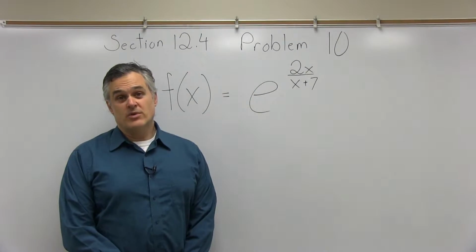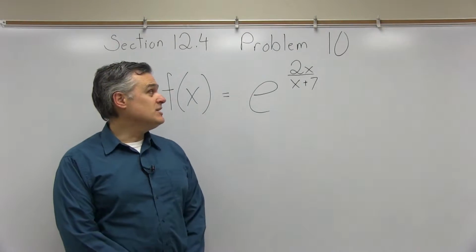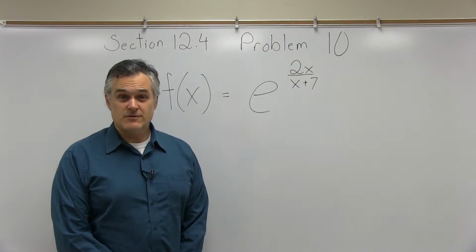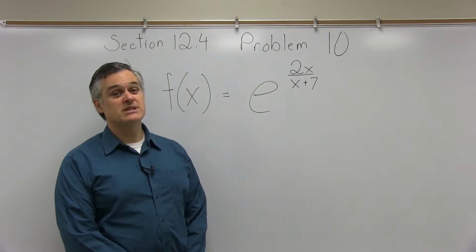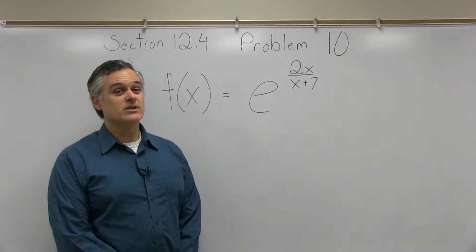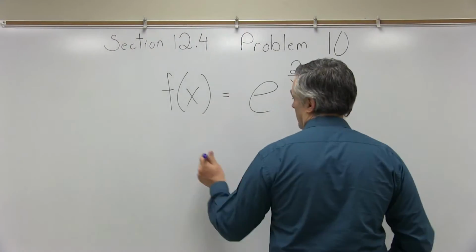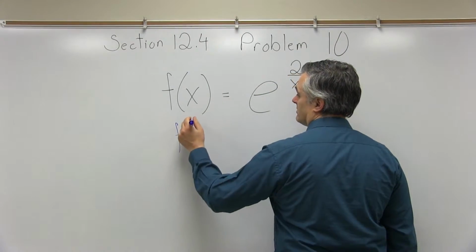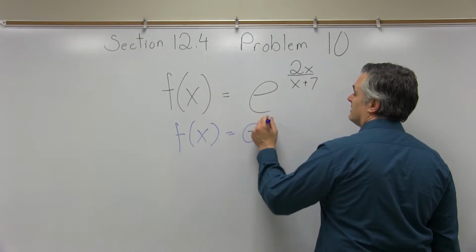This is Section 12.4, Problem number 10. We have a function which is f of x equals e to, the exponent is a fraction. It's e to the 2x over x plus 7. And we want to find the derivative of this. So overall, our function is an exponential function. F of x basically does equal e to some stuff.